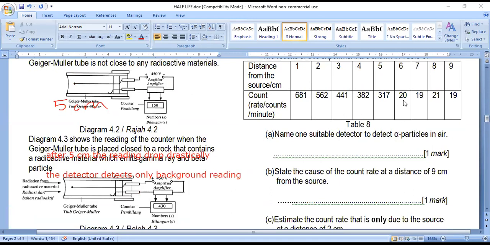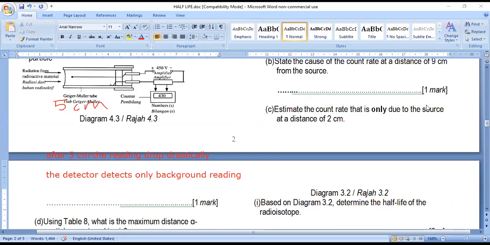Your background reading sometimes you have to take the average. If it is not the same, you take the average. Your actual reading is the reading that you record minus your background reading. Background reading sometimes fluctuates; it doesn't stay constant.